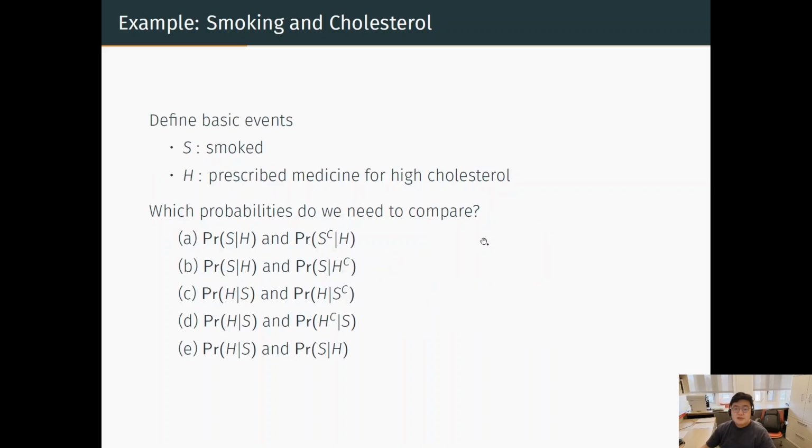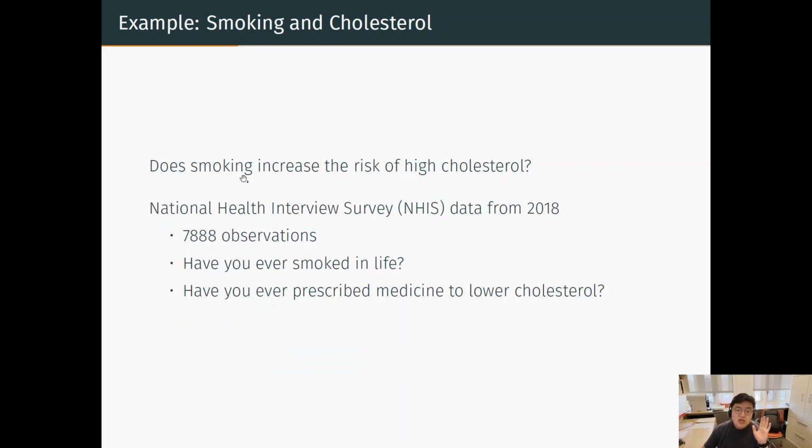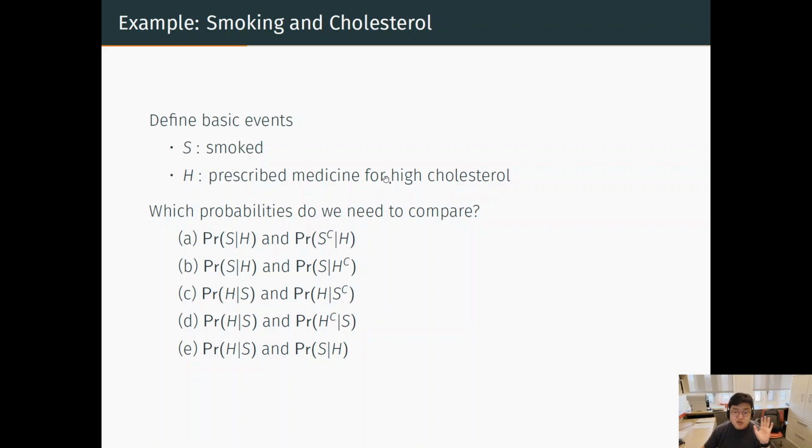Then I will denote smoking as S and high cholesterol as H. My first question: we would like to test if smoking increases the risk of high cholesterol. Using our notation, what probabilities do you need to compare? Typically this is the most important question, and where most students fail to get it correct.